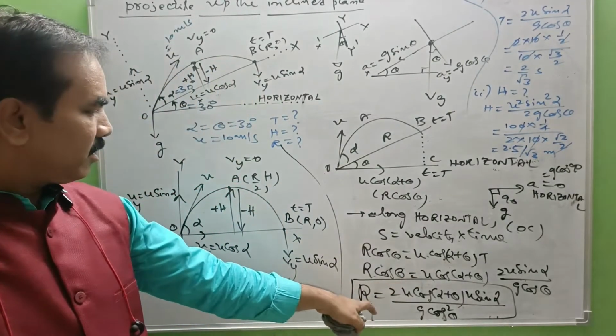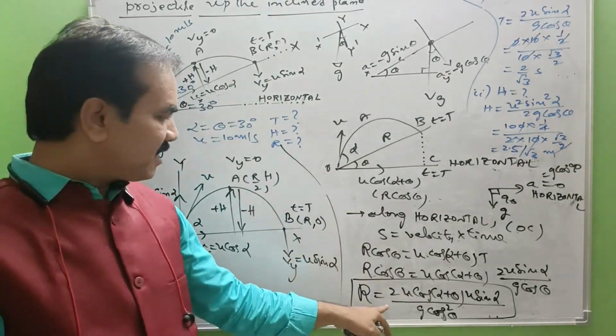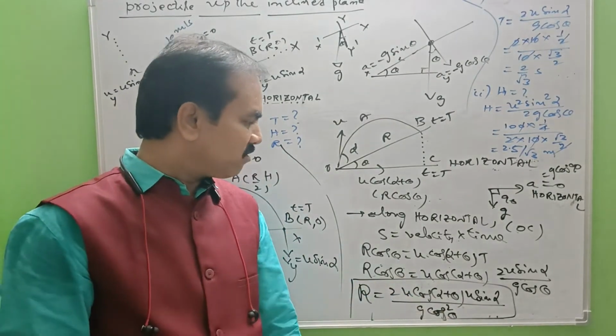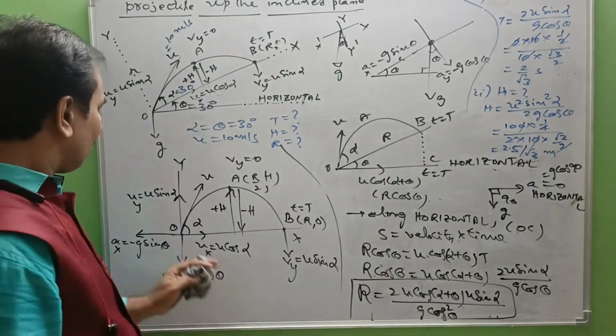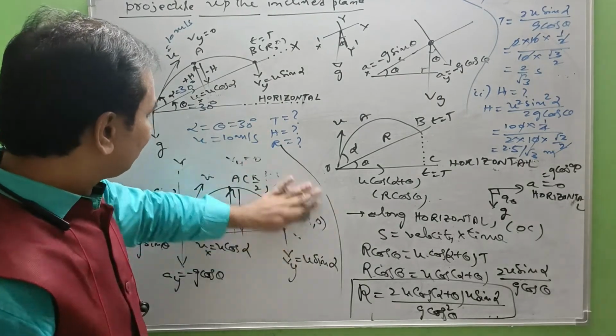Now coming to range. What is the expression for range here? 2U cos(alpha plus theta) into U sin alpha by g cos square theta. Right? g cos square theta. Now see here.